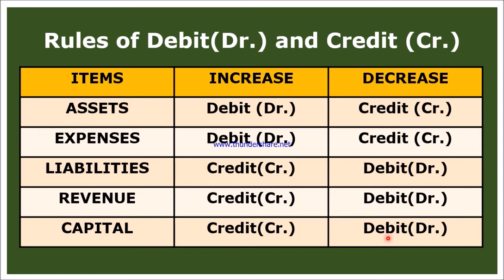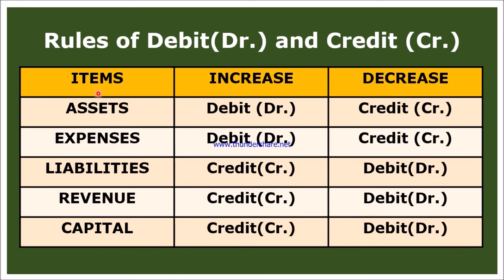So this is the rule, and if you can understand and memorize this particular rule, you will never make any mistake in passing journal entries. And these journal entries are the basic thing of our accounting system. So let us have a quick recall. We have divided all the transactions into 5 broad categories. What are those? Assets, expenses, liabilities, revenue, capital.